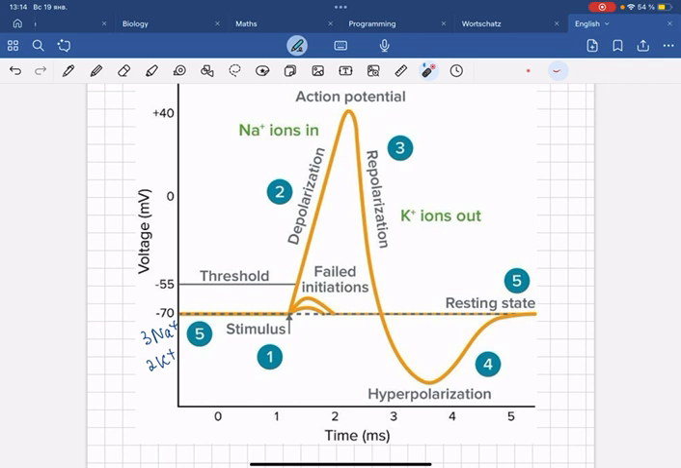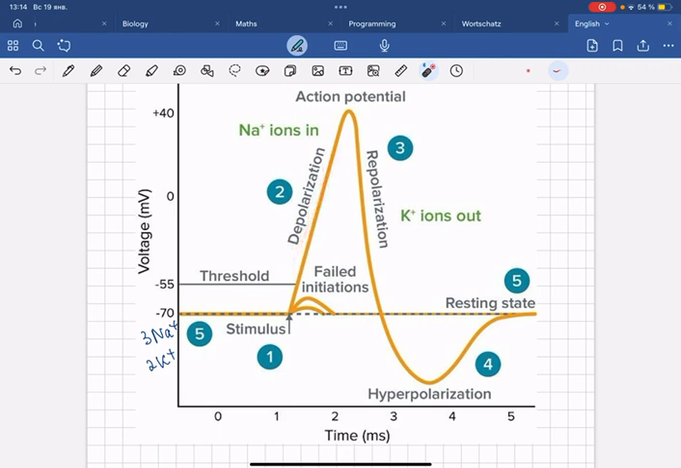Voltage-gated sodium channels open, allowing sodium ions to rush into the cell due to the concentration gradient and the attraction to the negative inside of the cell. As sodium ions flow in, the membrane potential rapidly becomes more positive, reaching up to plus 40. This phase is called depolarization.